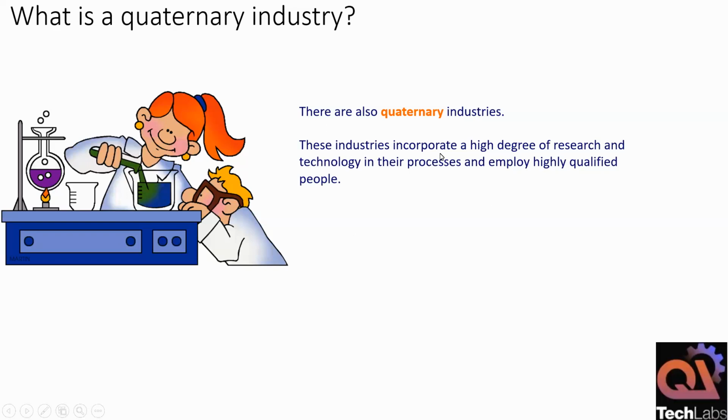So these industries incorporate a high degree of research and technology in their processes and employ highly qualified people. Okay, this is called quaternary industry. Okay, now going to the actual connection with the software industry. Biotechnology and computer programming are examples of quaternary industries. Clear?